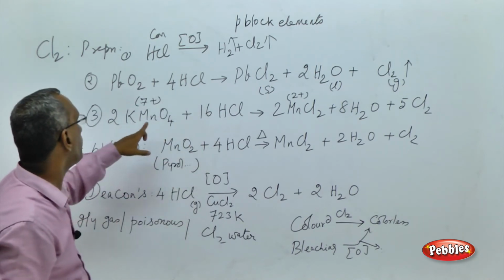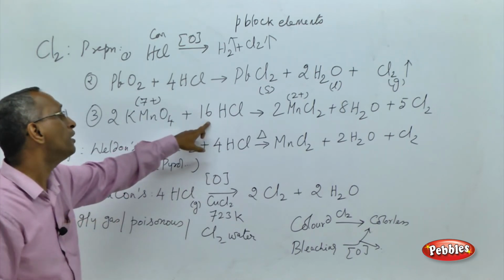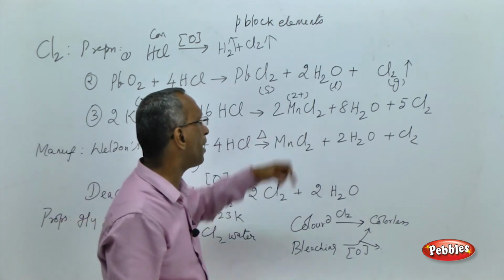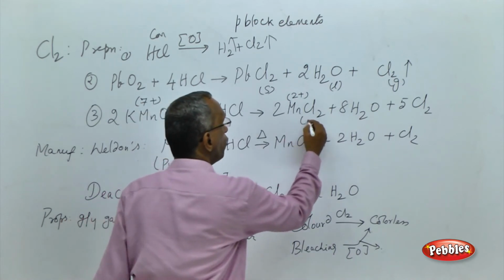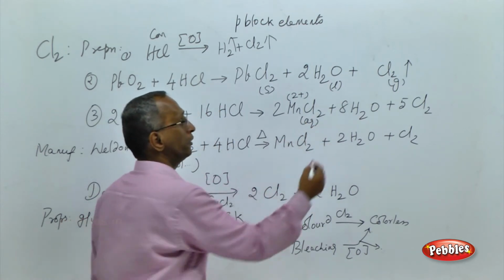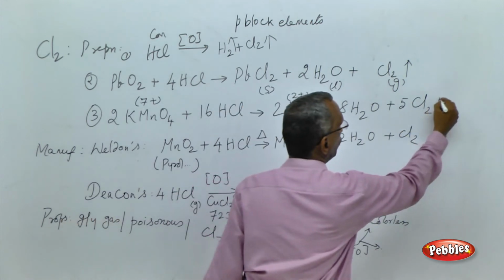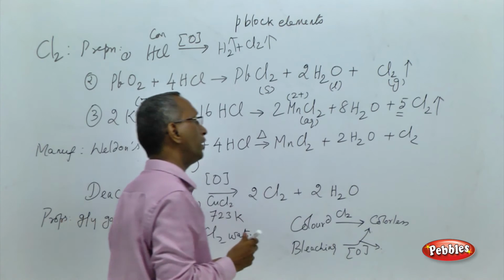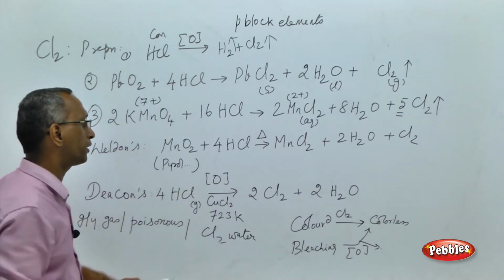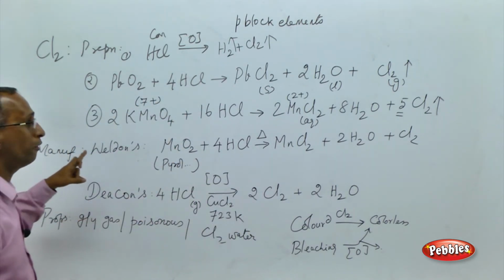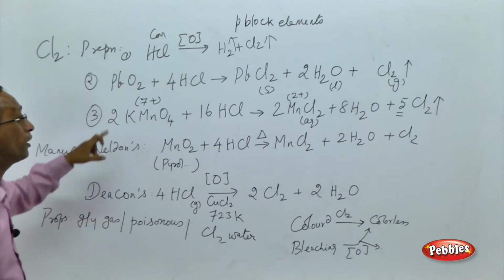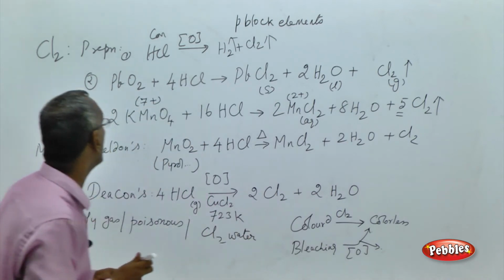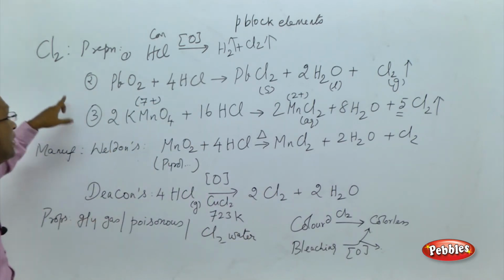So 2 moles of potassium permanganate react with 16 moles of hydrochloric acid, resulting in the formation of 2 moles of manganese chloride, which goes into solution as aqueous. This is water. As usual, chlorine is evolved as a gas. It is a balanced equation, so they are not strictly even numbers. 5 moles of chlorine are evolved. So this is the best method of preparation because the maximum amount of chlorine is liberated in this reaction. These are some of the lab methods.